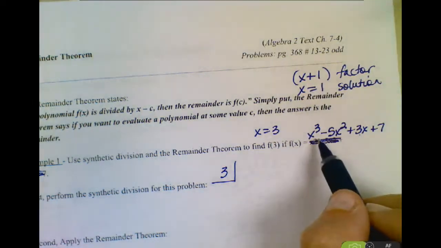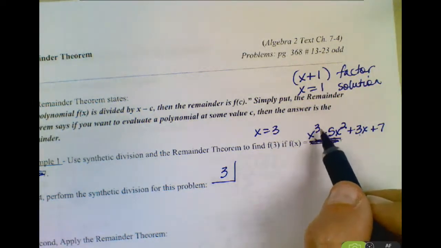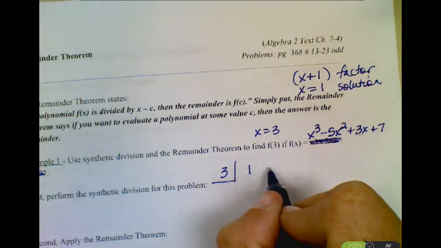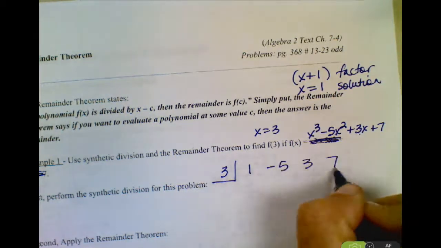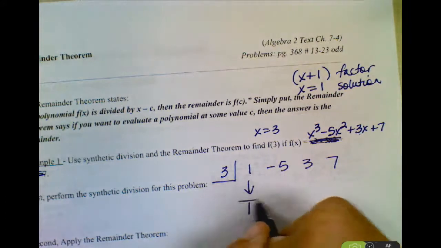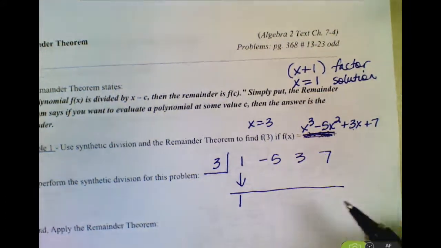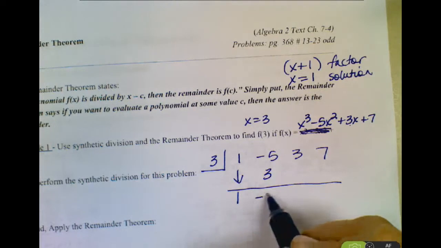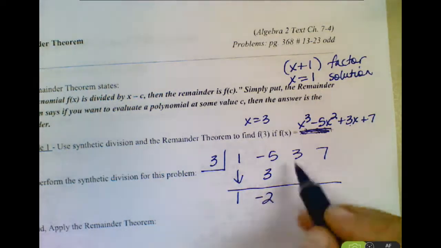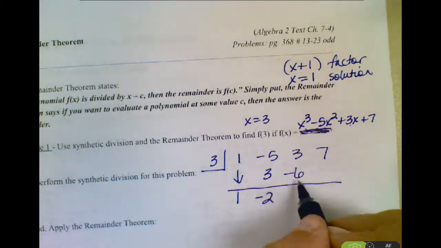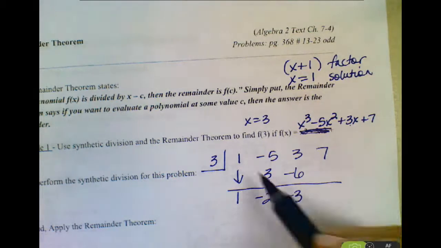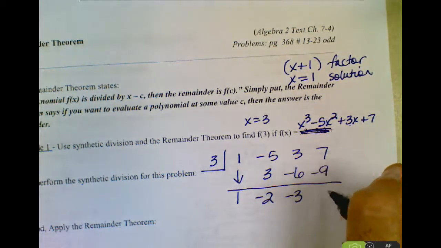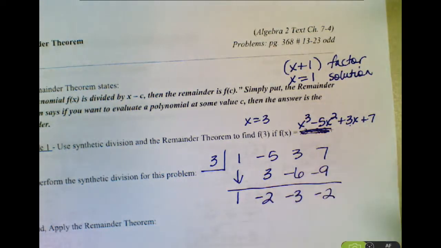Now check that your polynomial has all terms accounted for: 3, 2, 1, 0, yes. And our coefficients then are 1, -5, 3, and 7. First one down, line across, and go. So 3 times 1 is 3, negative 5 plus 3 is negative 2, 3 times negative 2 is negative 6, 3 minus 6 is negative 3, 3 times negative 3 is negative 9, 7 minus 9 is negative 2.